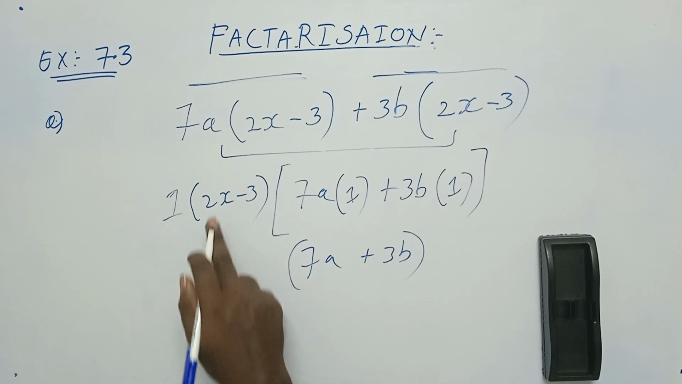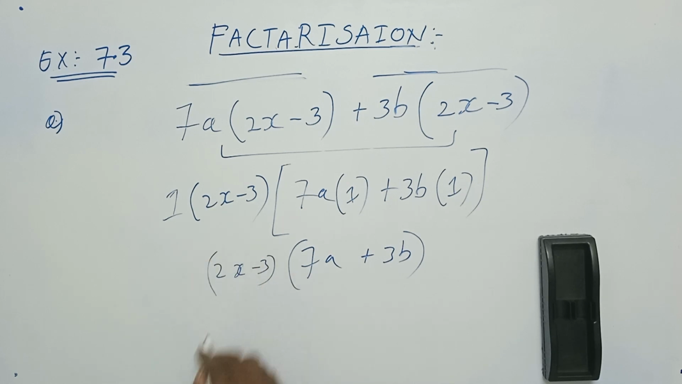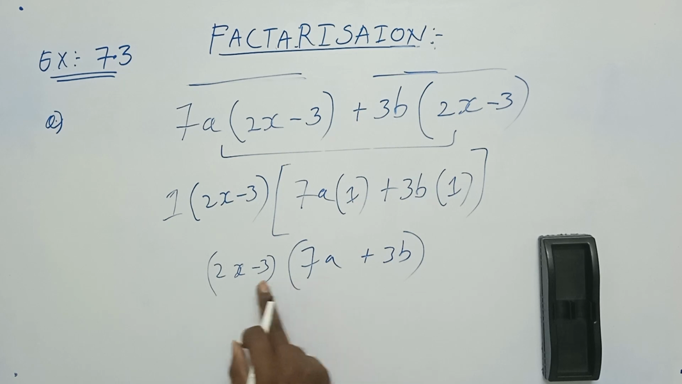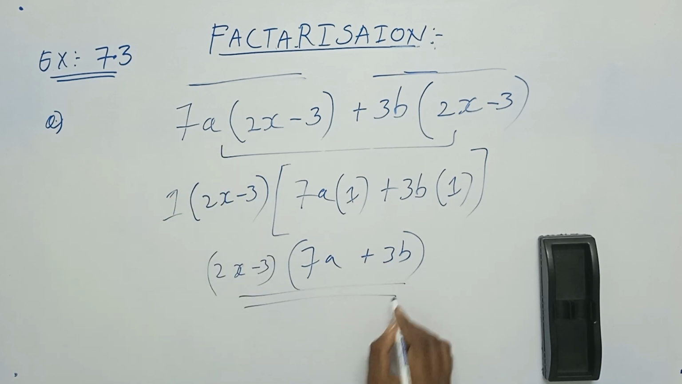So this factor is getting multiplied with 2x minus 3, another factor. Both these two factors are the factors of this given expression. That means the product of these two factors are the factors of the given expression. So these two are the factors of a given expression.